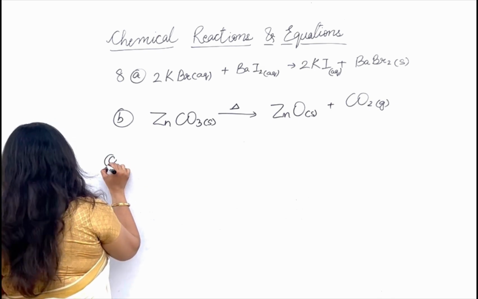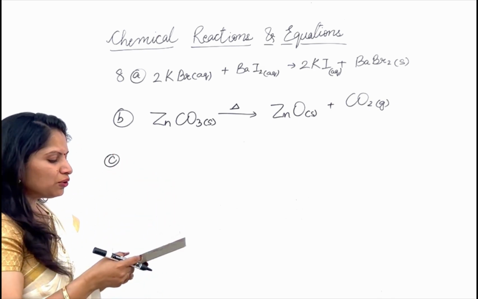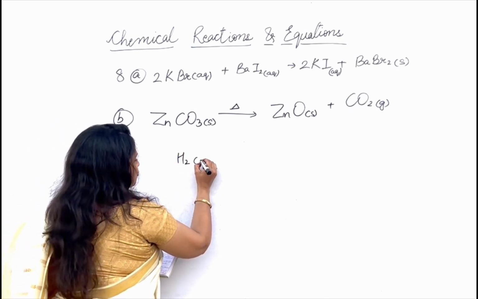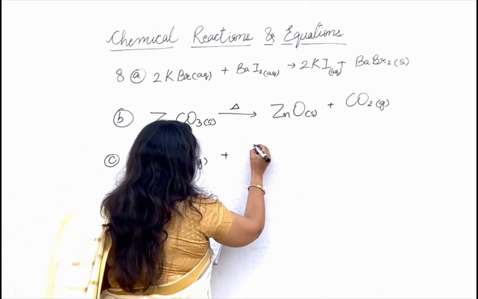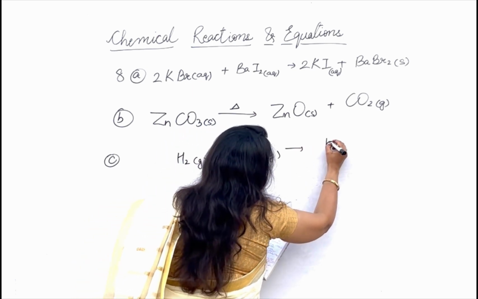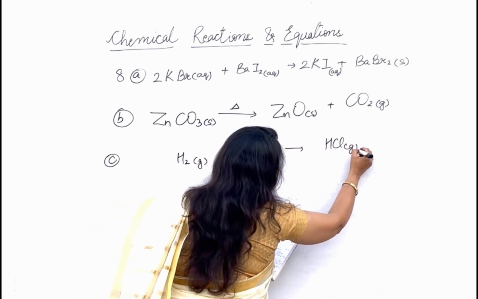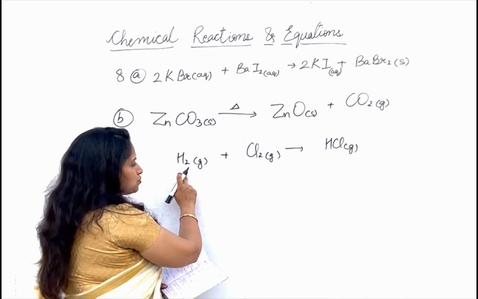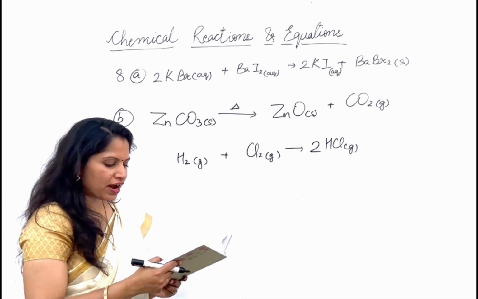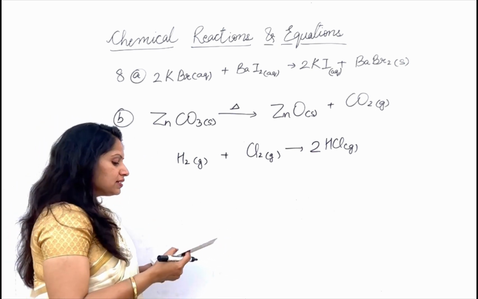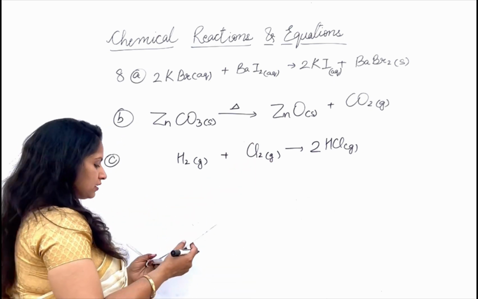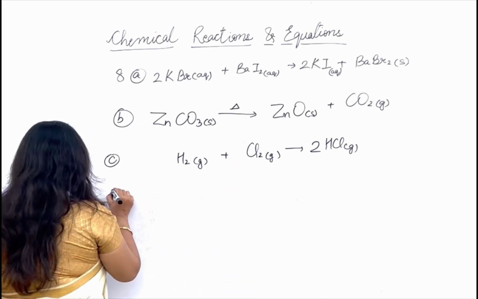Now the third one, hydrogen combines with chlorine to form hydrochloric acid. We already did that. Hydrogen gas combines with chlorine gas to form hydrochloric acid. That will also be formed in the gaseous state. Since two hydrogen and two chlorine are there, I need to have two molecules of hydrochloric acid. This is an example of a combination reaction because two reactants combine together to form a single product. Very easy to work out.